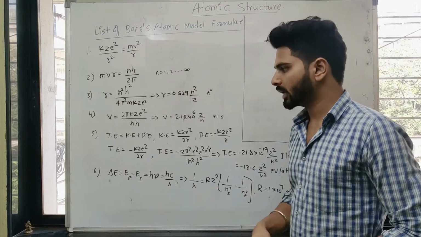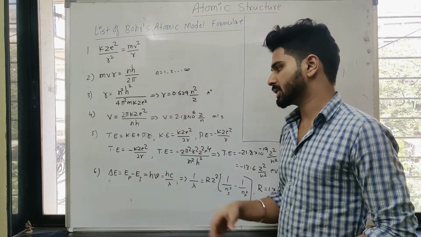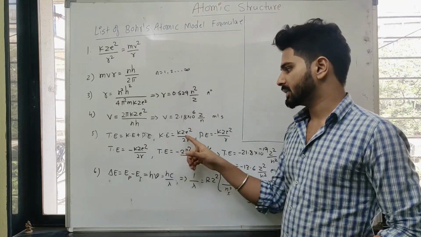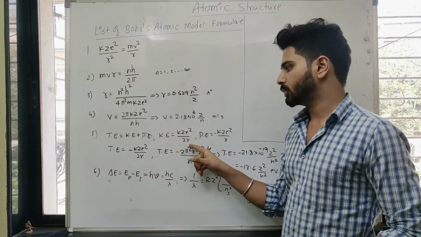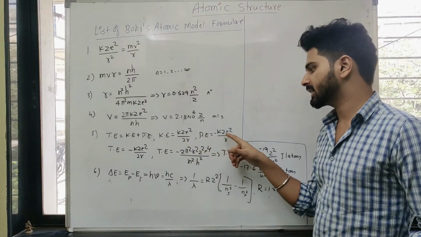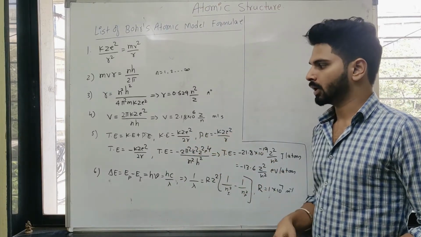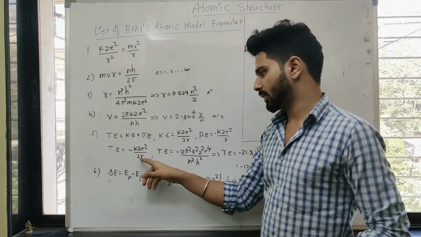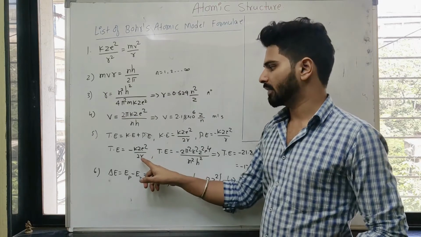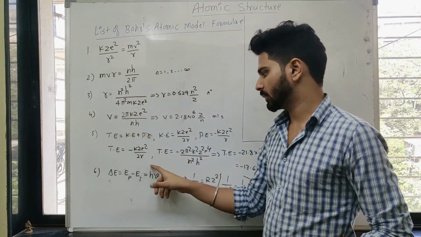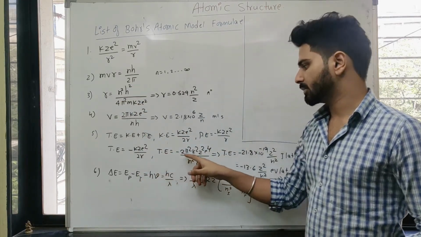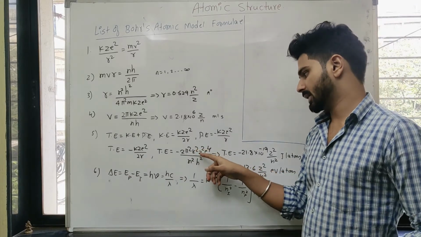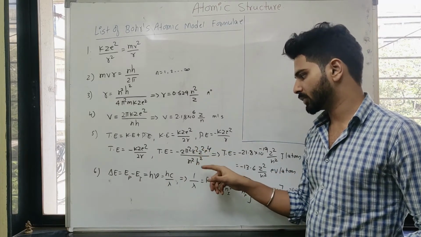Next is total energy equal to kinetic energy plus potential energy, where kinetic energy is kZe² upon 2r and potential energy is minus kZe² upon r. When we add them, we'll get total energy as minus kZe² upon 2r. When we put the value of r, this one over there, then total energy becomes minus 2π²k²Z²e⁴ divided by n²h².